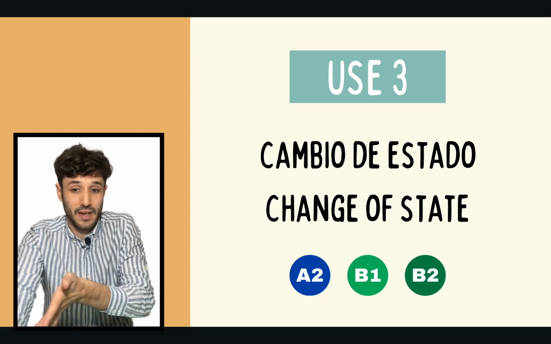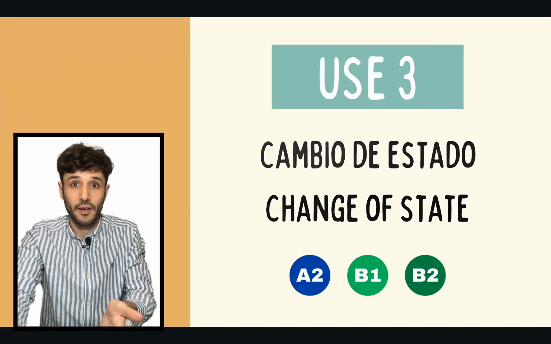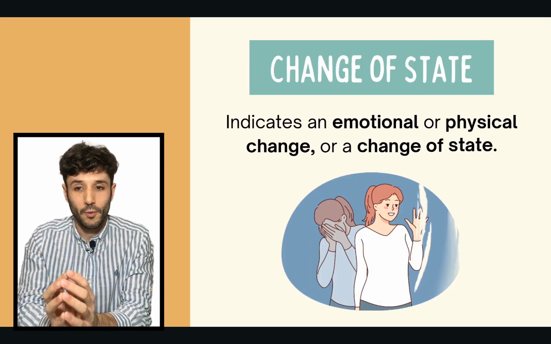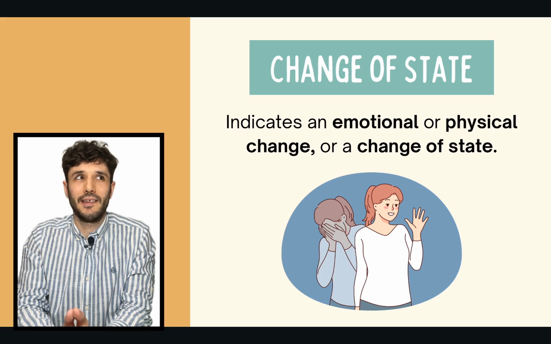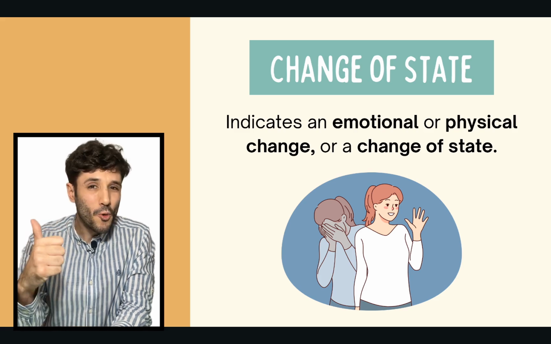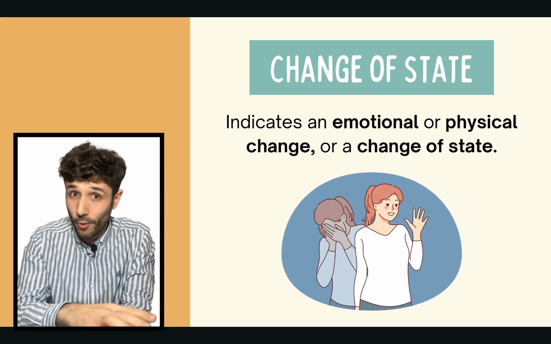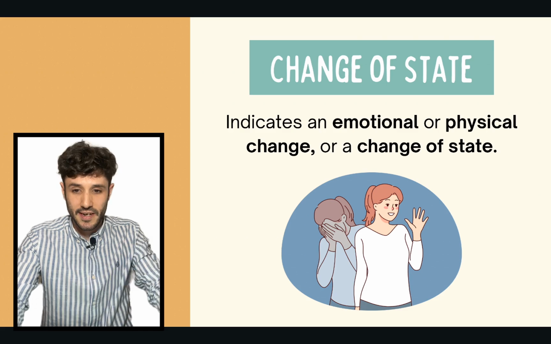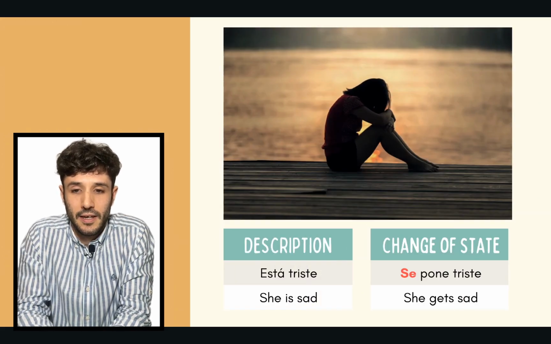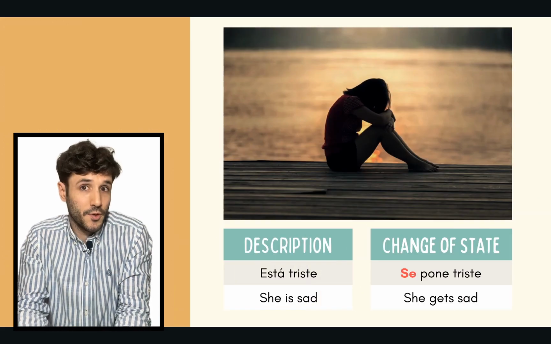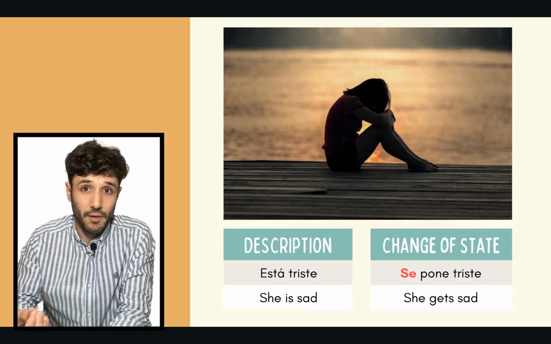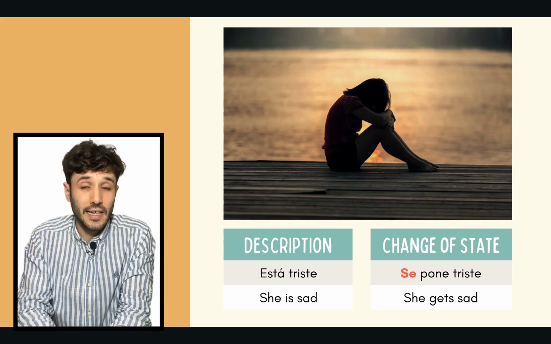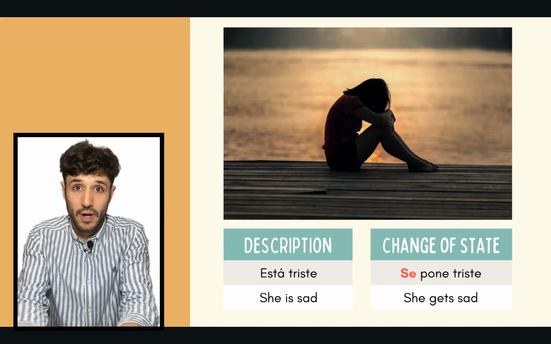First of all, I'm going to explain what I mean by change of state, right? So, when I mean change of state, I mean that there is a type of emotional, physical change, or just a generally speaking change of a state of the person. Let's see an example here. In this picture, we have a person who seems to be very sad. So if I just describe this person, I would say, está triste. She is sad. I'm just describing this person.